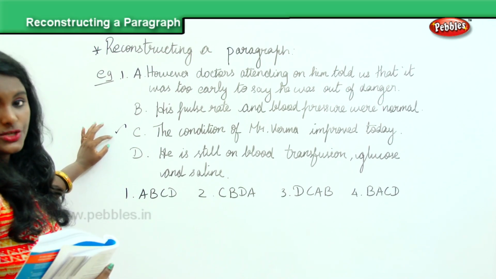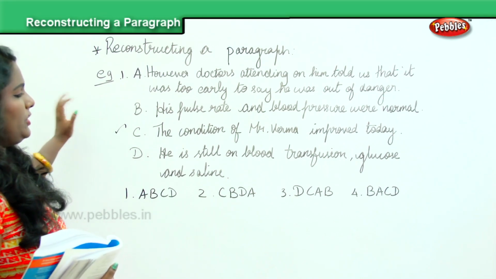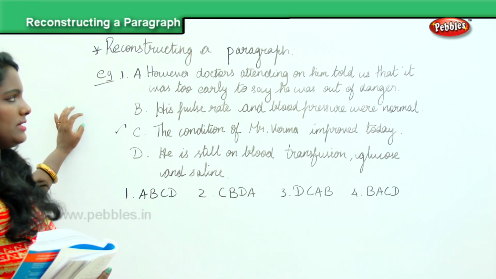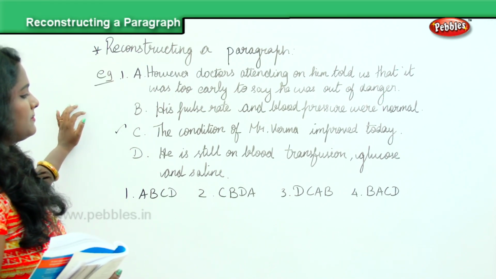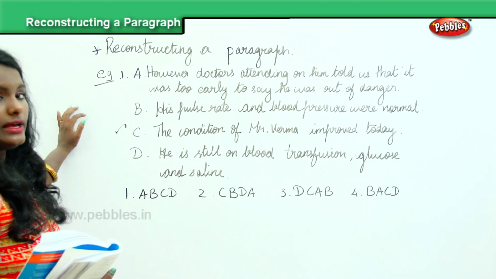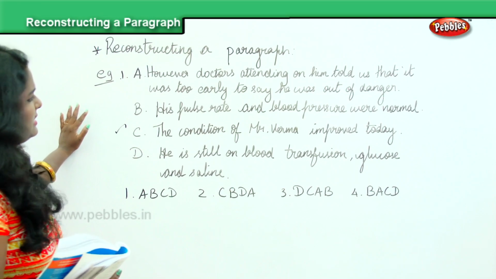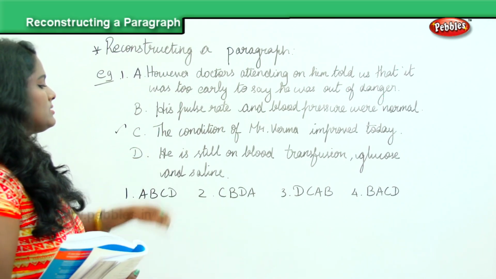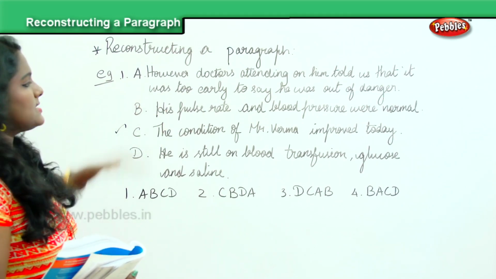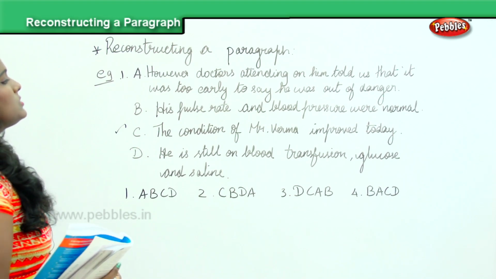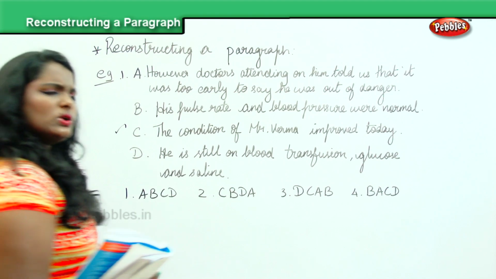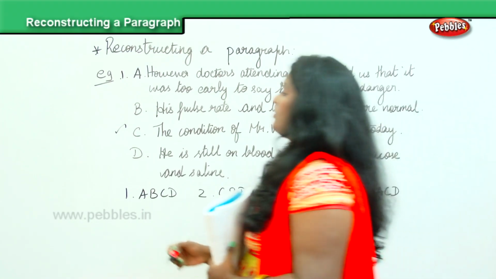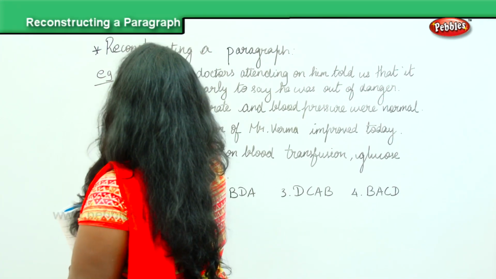Now that you have finished with your first sentence, check which can be your second sentence. The condition of Mr. Verma improved today. What can be your second sentence? Can your A be your second sentence? It cannot. Why? Because that looks like a concluding sentence. Am I right? See, the other two sentences are like this. His pulse rate and blood pressure were normal. He is still on blood transfusion, glucose and saline. Whereas your A sentence says, however, doctors attending on him told us that it was too early to say he was out of danger. So that looks like a wrapping up sentence. Am I right? So that can definitely not be your second or third sentence, but yes, that can be your fourth sentence. So this can be your first sentence and this can be your fourth sentence.